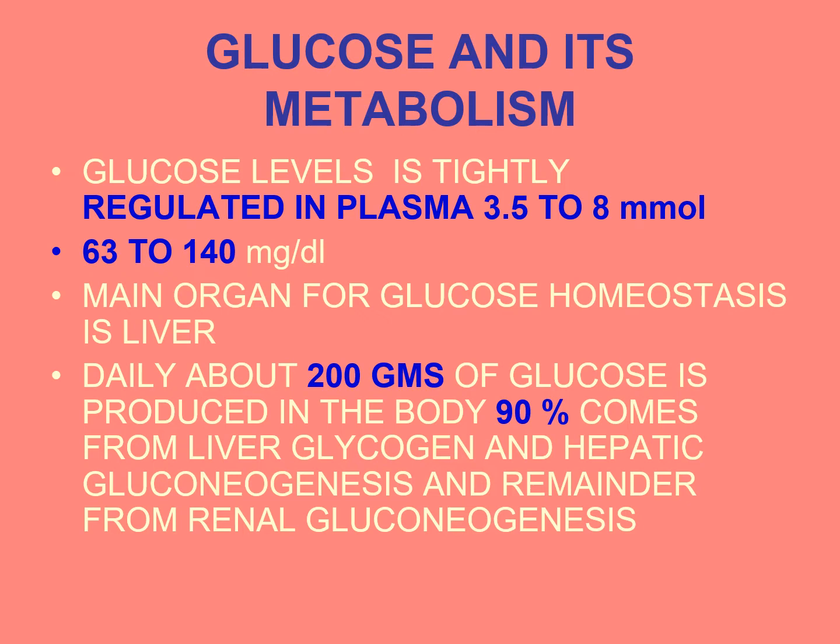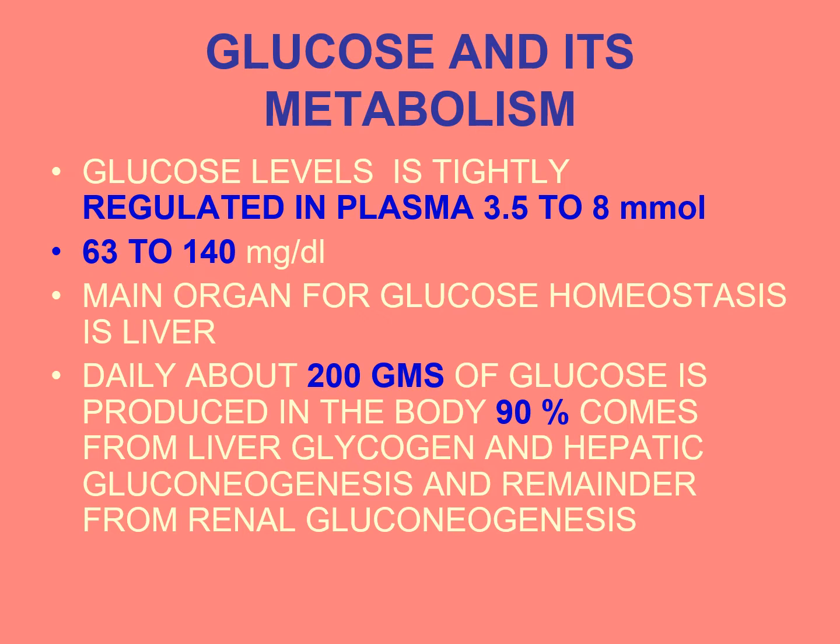As you know, glucose is a basic source of energy for most of the organs of the body, especially the brain, which is a facultative glucose user. So it is tightly regulated in the plasma and kept in a concentration from 3.5 to 8 millimoles, or about 63 to 140 milligrams per deciliter.